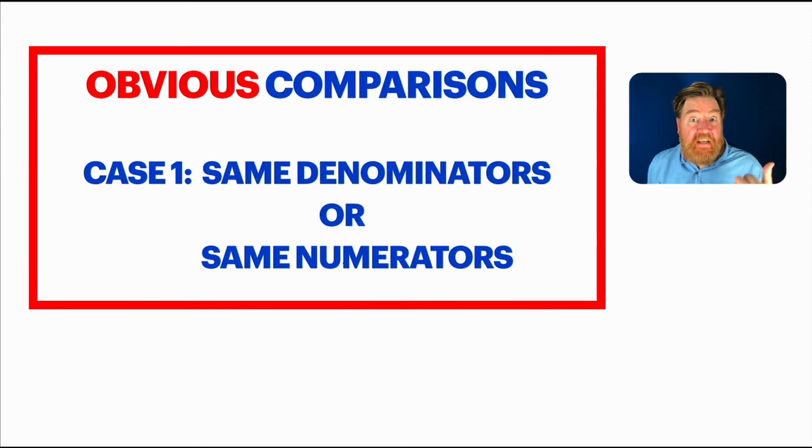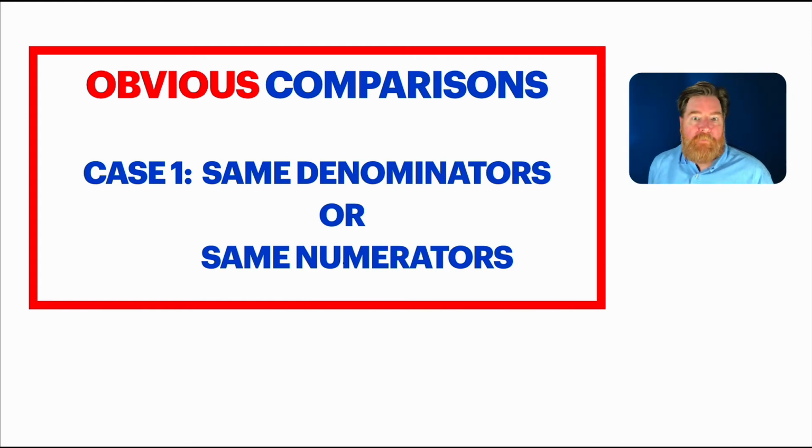Let's throw that on our list, I guess. So case 1, it's an obvious comparison, meaning you don't have to do any work. You don't have to draw any bars if you don't want to. If they have the same denominators, that's the best case scenario. Or if they have the same numerators. If the tops are the same, you just need to figure out, well, which piece is the bigger piece. Okay? And we talked about how we do that.